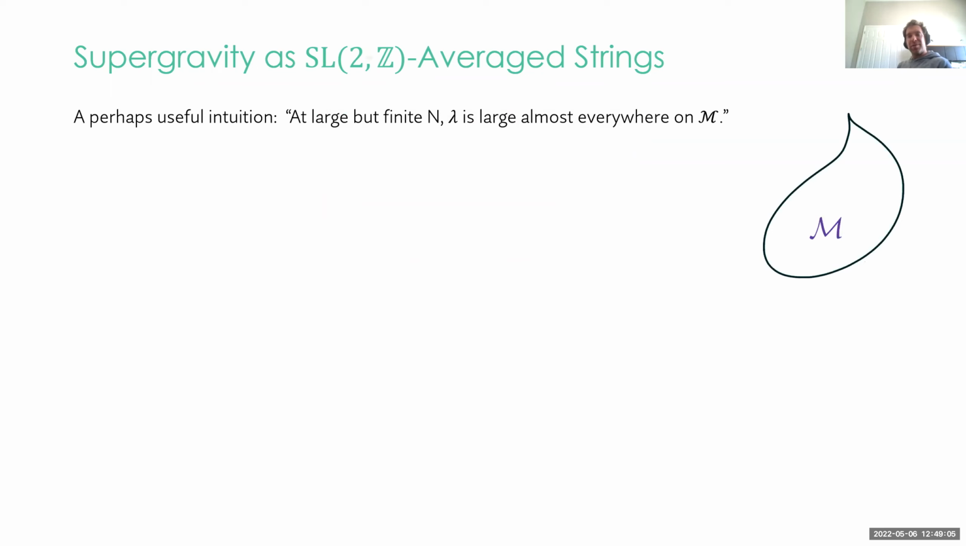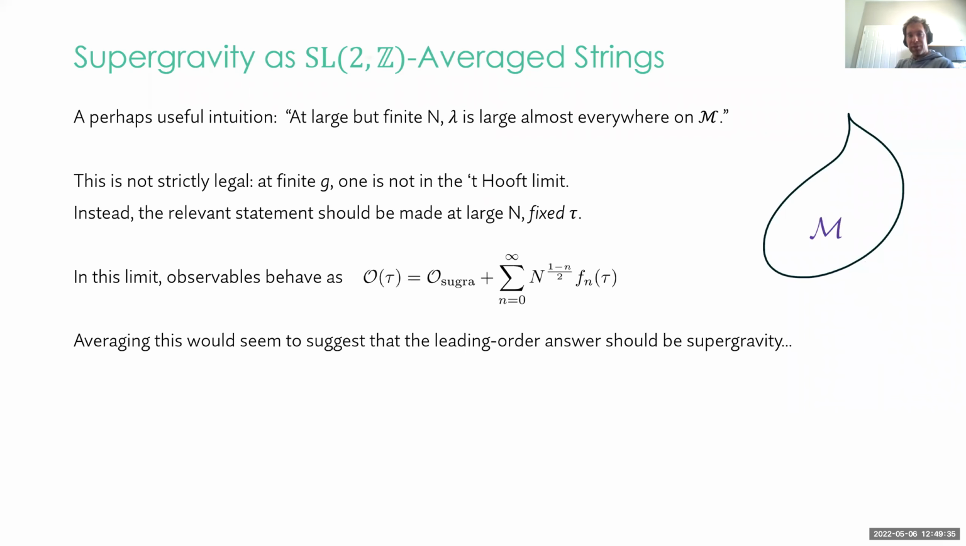Let me mention something which is perhaps useful for intuitively understanding what's going on. Sometimes people say that at large but finite n, if you imagine computing lambda, that is g squared n, as you vary g squared, n is large almost everywhere on the moduli space. So the average doesn't seem to do much, you just get the same large lambda answer, and maybe that's why the average is the same as the large lambda limit. Now, this turns out to be correct, as we showed. This doesn't actually get you there. Let me walk through this carefully to make sure we're treating our limits properly. This is not strictly legal reasoning, because at finite g, one is not in the 't Hooft limit.